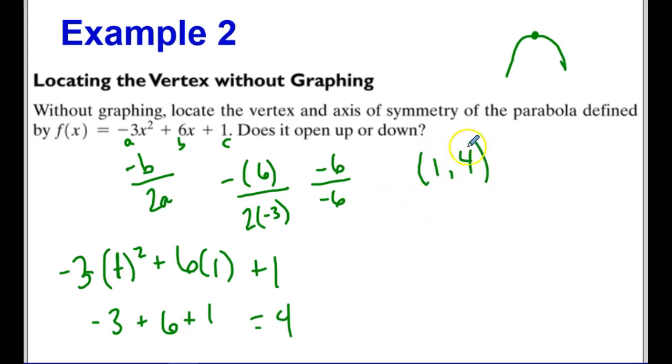So I've gone ahead and found both the x and y point. We always want to start with this negative b over 2a, and then we plug that into our equation to find the y value that we need.